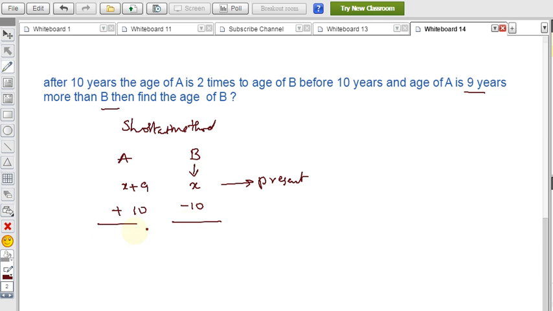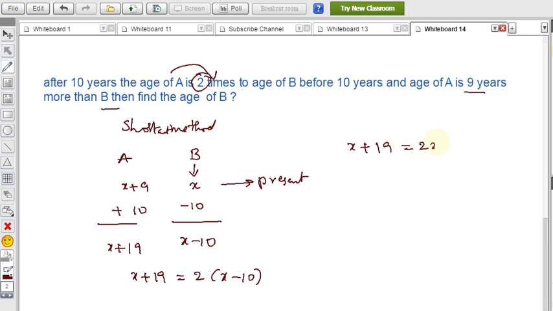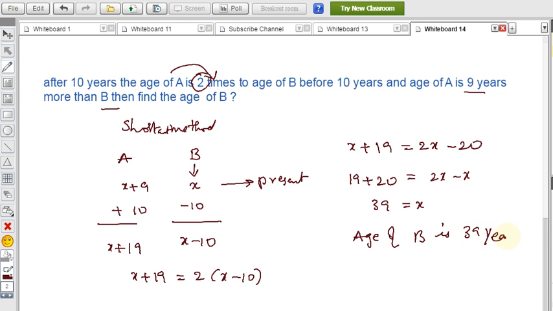Now, X plus 9 plus 10 is X plus 19, and the other is X minus 10. This is 2 times that. So X plus 19 is equal to 2 times X minus 10. We can solve this and get the value of X directly. X plus 19 is equal to 2X minus 20. That is 19 plus 20, 2x minus x, so 39 is x. So x is equal to 39. So the age of B is 39 years. So instead of taking from the given data, we come from the present age. From the present age only, we can solve the problem easily.